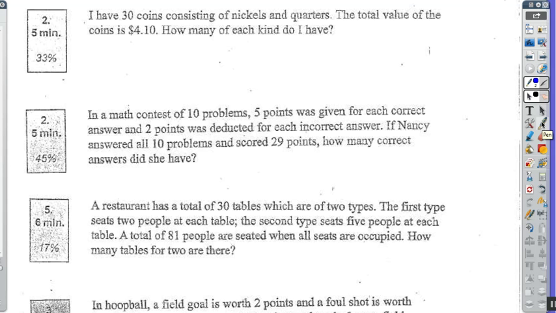So again, my way, I'm going to do it actually above it, because I have a little more room. But in a math contest of 10 problems, 5 points was given for each correct answer. So a correct answer is worth 5. And an incorrect answer is worth -2, because 2 points are deducted, which means taken away, for each incorrect answer. If Nancy answered all 10 problems and scored 29 points, how many correct answers did she have?